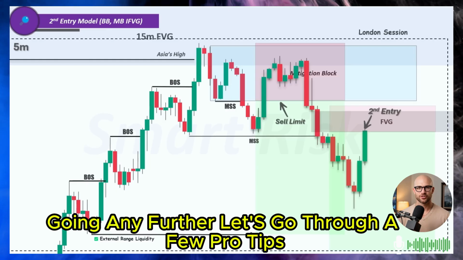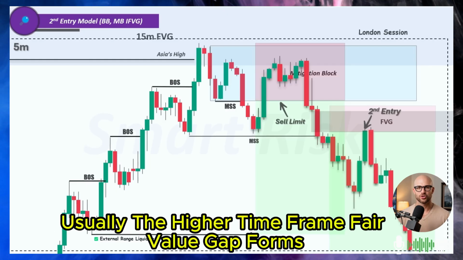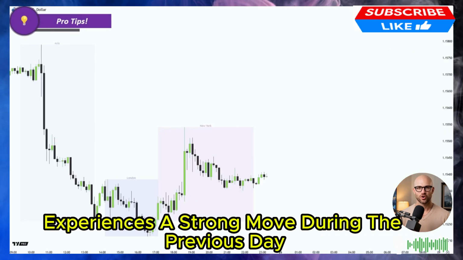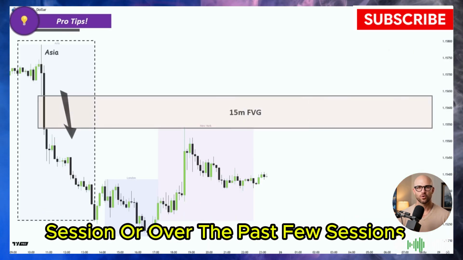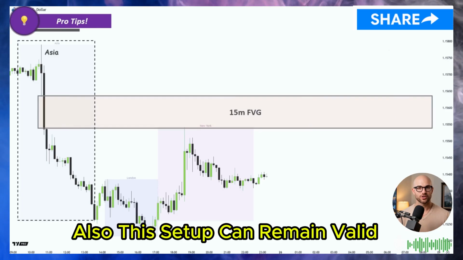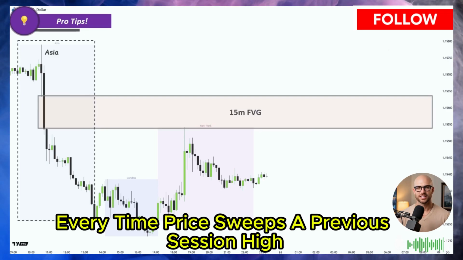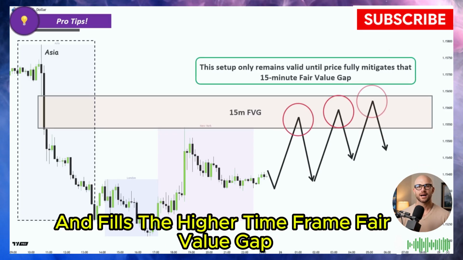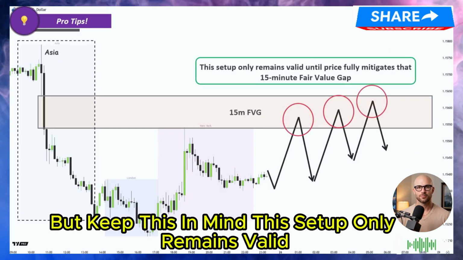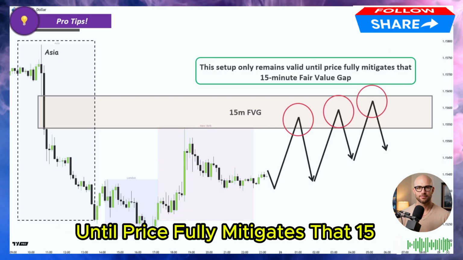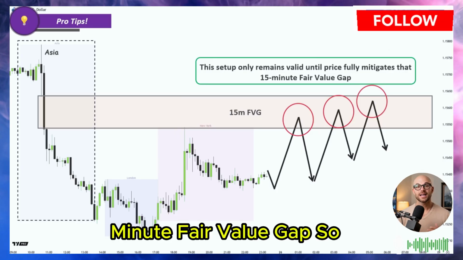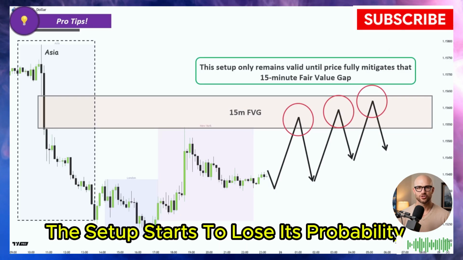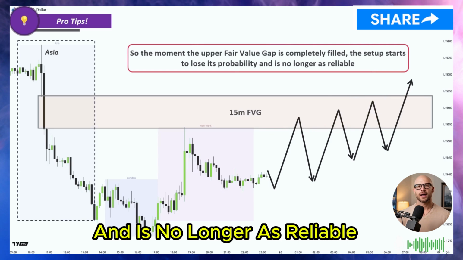Now, before going any further, let's go through a few pro tips. Usually, the higher time frame fair value gap forms after price experiences a strong move during the previous day session or over the past few sessions. Also, this setup can remain valid every time price sweeps a previous session high and fills the higher time frame fair value gap. But keep this in mind, this setup only remains valid until price fully mitigates that 15-minute fair value gap. So the moment the upper fair value gap is completely filled, the setup starts to lose its probability and is no longer as reliable.